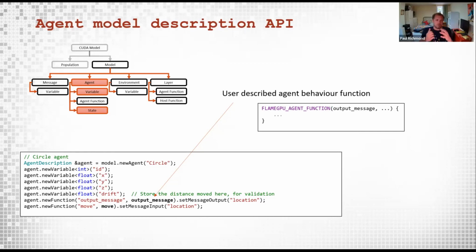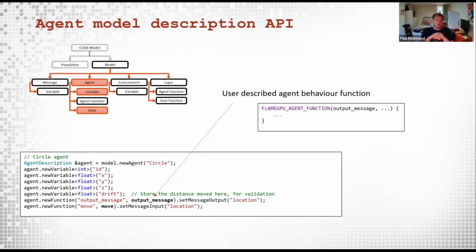We have an API, it's C++. So you can create, for example, an agent description object. This is a description of your agent. You can add variables to it, which effectively represent the internal state of the agent, so things like X, Y, Z, its position. In this case, this is the circle model, and it has an additional variable called drift. As part of the behavior, we will update the drift over time to see how far it's moved. And then we can have an approximation for measuring whether or not we've converged by considering the drift across the whole population.